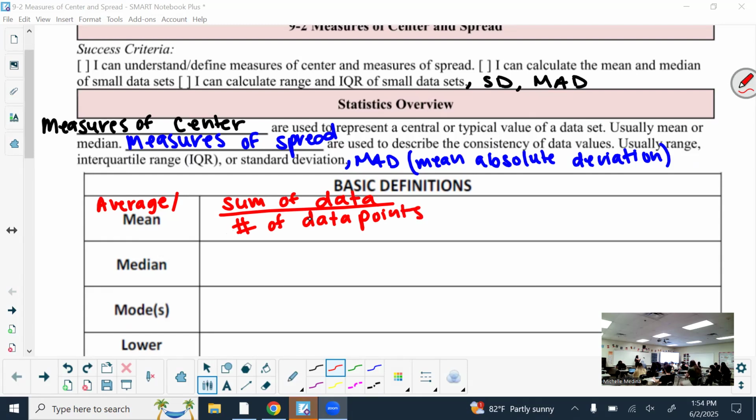But the reason why I asked you guys to write down what you already know is because whatever definition you already have is probably going to be better for you when you are taking the quiz. Maybe some of you don't remember what sum of data is, that you're just adding up all the numbers. Maybe you don't know what I mean by number of data points. That just means how many numbers we have. All right, and that will give you your mean or average.